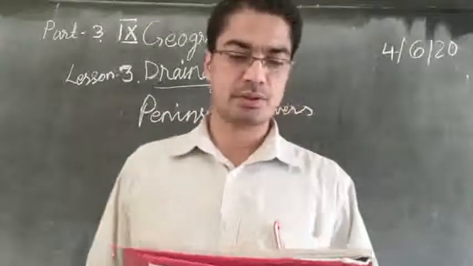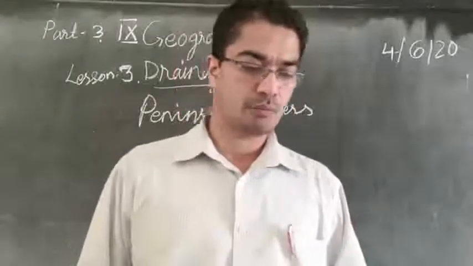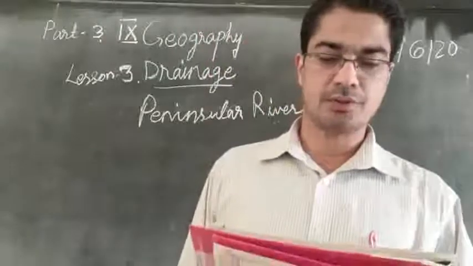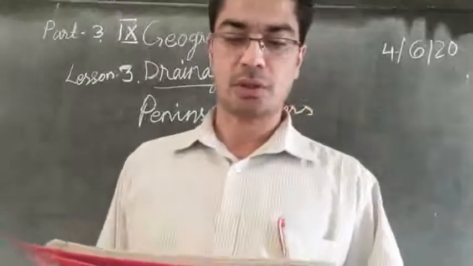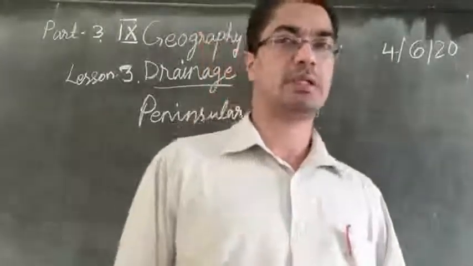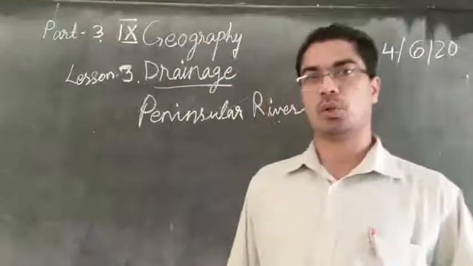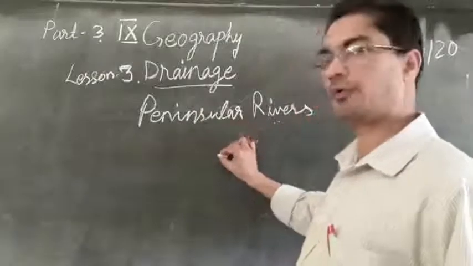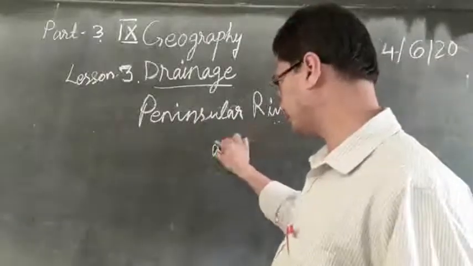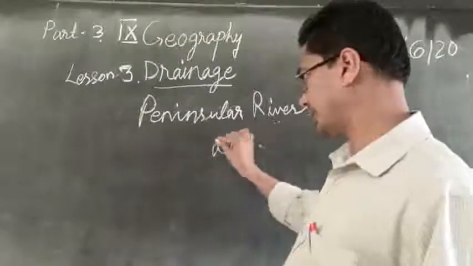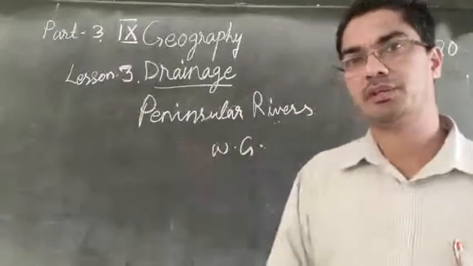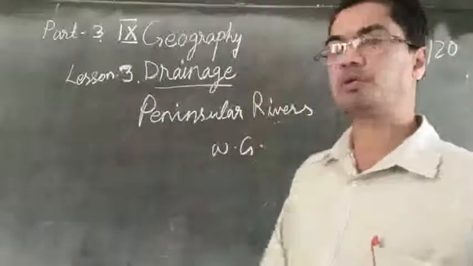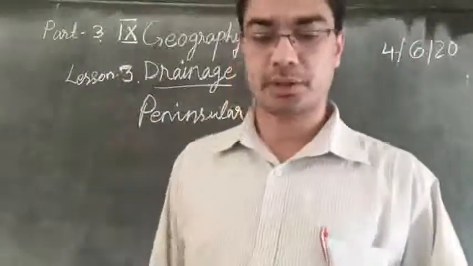The main water divide in peninsular India is formed by the Western Ghats, which runs from north to south close to the western coast. So we studied about water divide. What is making this river turn is the water divide of the Western Ghats. The water will flow to one side and the rivers will flow to the other side. So these Western Ghats mountains are functioning as a water divide.